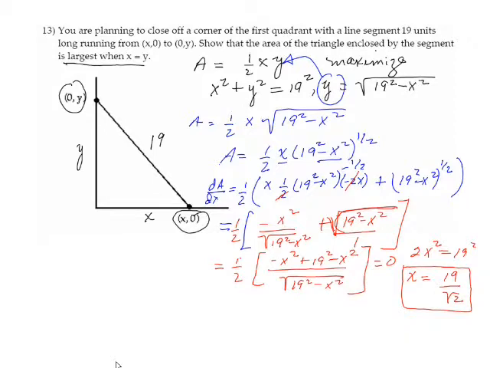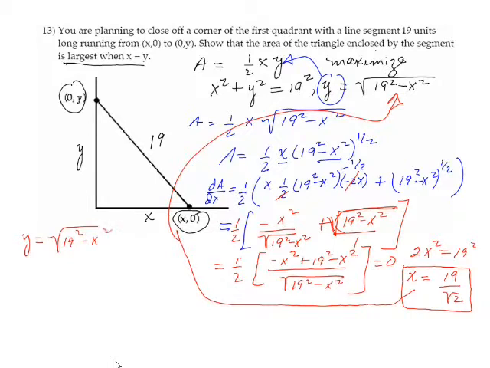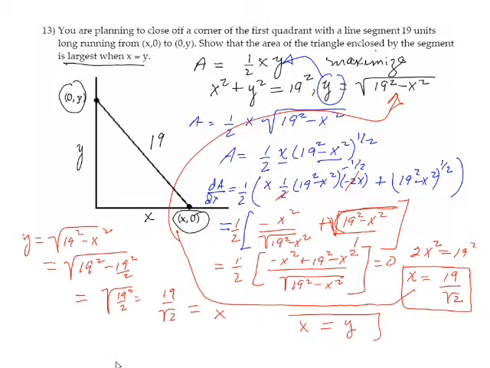Now, substitute this in the formula for y, and you get y is equal to the square root of 19 squared minus x squared, which equals the square root of 19 squared minus 19 squared over 2, which is the square root of 19 squared over 2, which is equal to 19 over the square root of 2, which lo and behold is equal to x. So we prove that x is equal to y for the optimal size of the triangle.